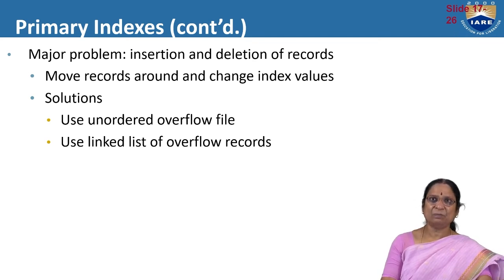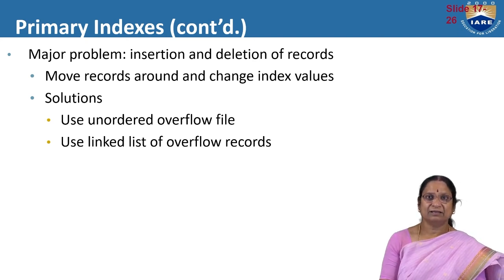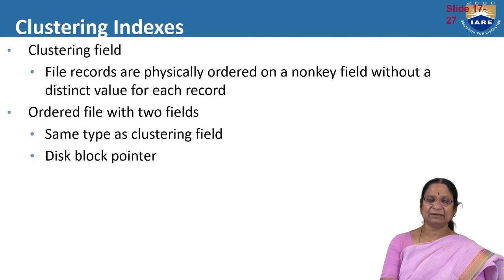So the major problem of this indexing is that insertion and deletion of records may take more complexity. We have to move the records around and change the index values every time. Reorganization of indices always has to be considered by us, which is expensive again. So that's why we use an unordered overflow file, or we can also use a linked list for overflow records, so that indexing can be done more effectively for other operations also.